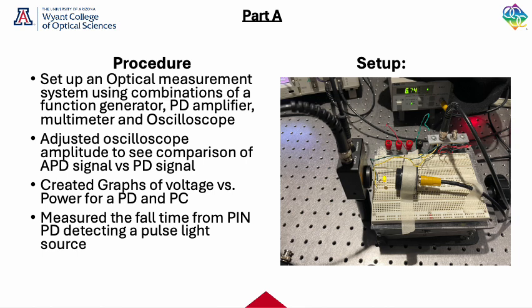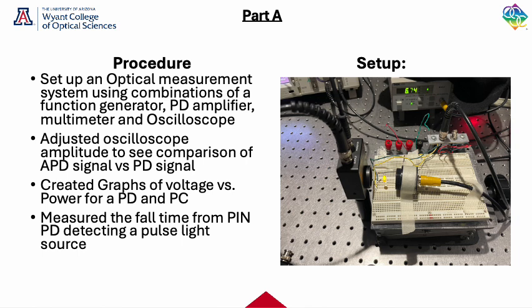In lab, we utilized the breadboard setup provided in conjunction with the function generator, PD amplifier, a multimeter, and the oscilloscope to create an optical measurement system. Furthermore, for our first part, we aligned the APD and PD detector to the yellow LED as shown in the setup on the right and began adjusting the oscilloscope amplitude to compare the responses of the APD and PD signals.